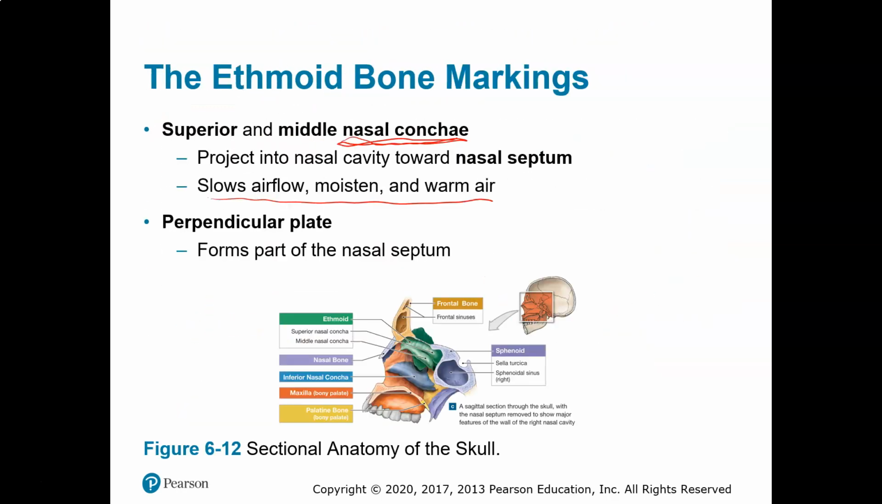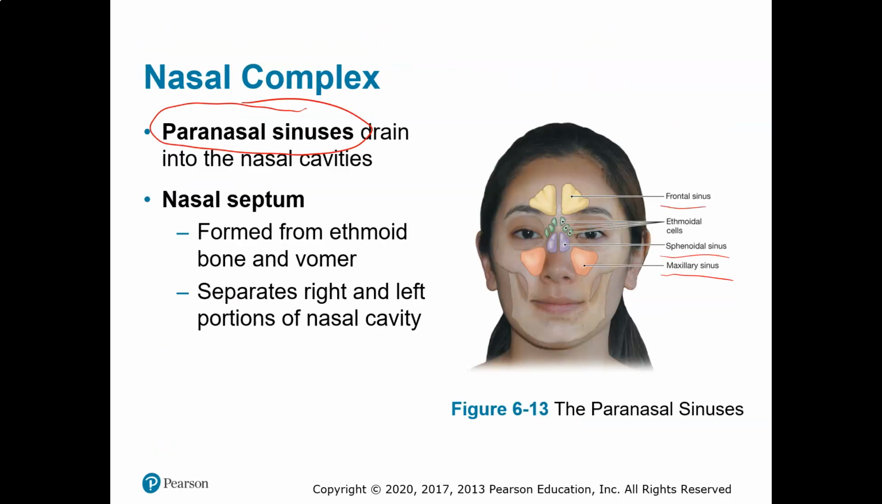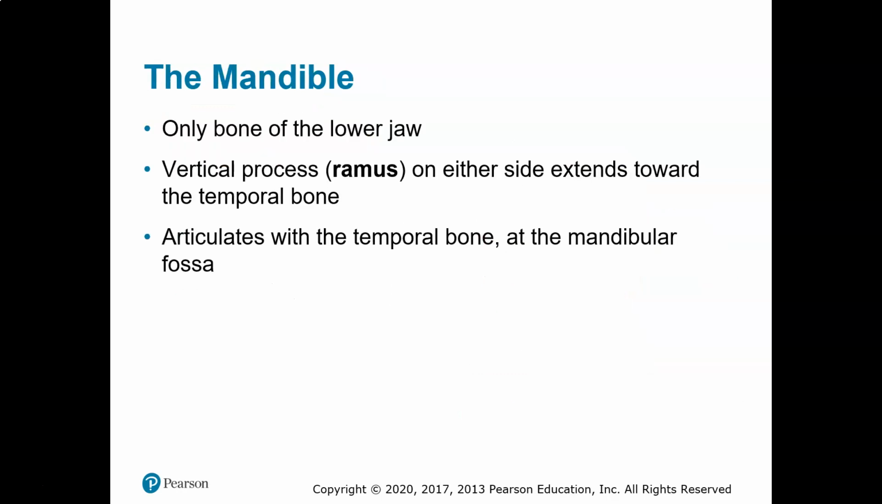I just want to go back real quick. They're called ethmoidal cells, but these are the ethmoidal sinuses as well. So the bones that contain paranasal sinuses are the frontal bone, the ethmoid, the sphenoid, and the maxilla.